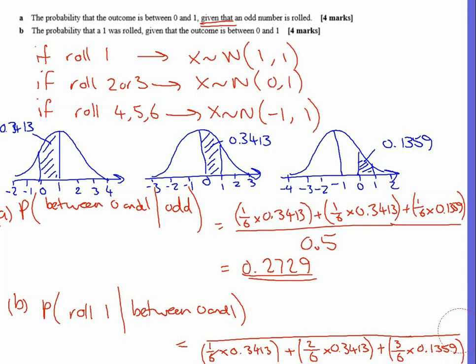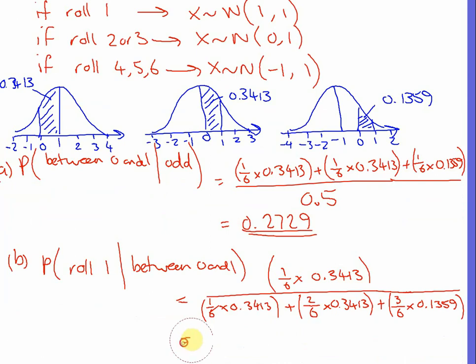So the numerator is going to be the intersection between these two events. Okay, so rolling a 1 is happening and getting between 0 and 1 is happening. So that means we're only looking at this top distribution, so looking at rolling a 1. So the probability of rolling a 1 and getting between 0 and 1 is the same as this value here. So just type that into your calculator and you get an answer of 0.2384. Wow, tough questions.